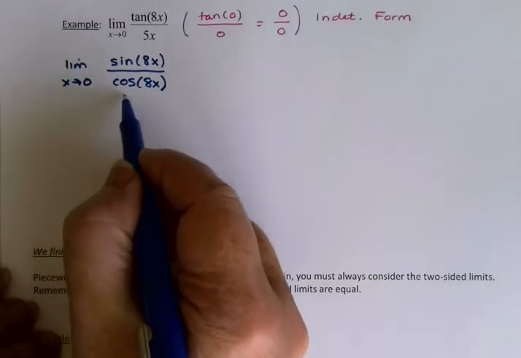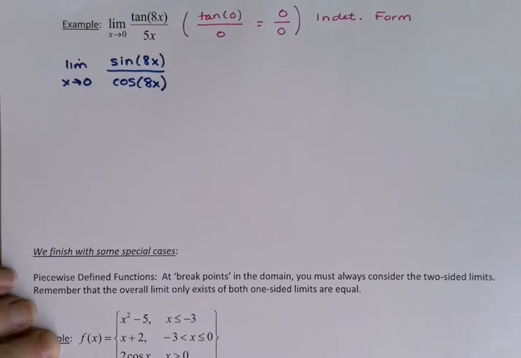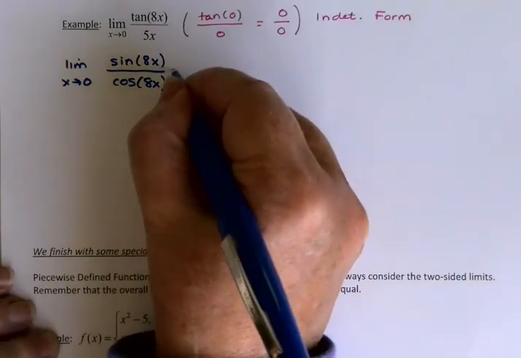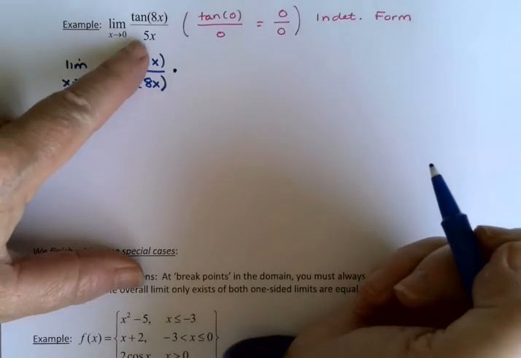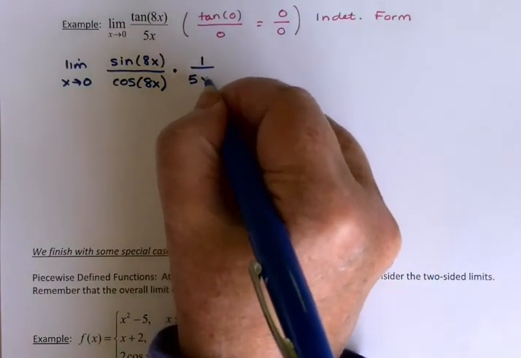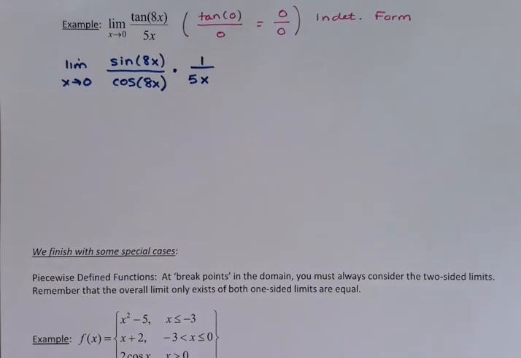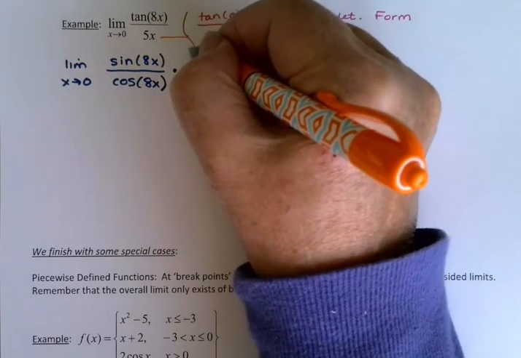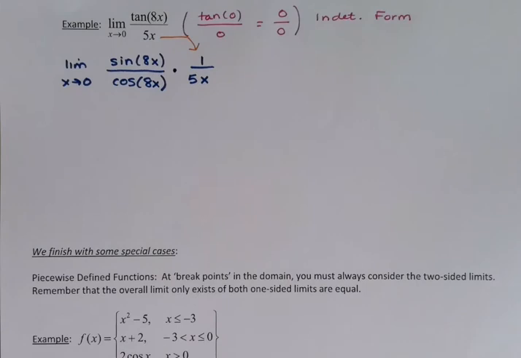I could put this whole thing over 5x, but because that's messy, what I'm going to do instead is write it as times the reciprocal, right? Dividing by 5x is the same as multiplying by 1 over 5x. So again, super common algebra trick that you'll see me use a lot. Change division into multiplication by the reciprocal.